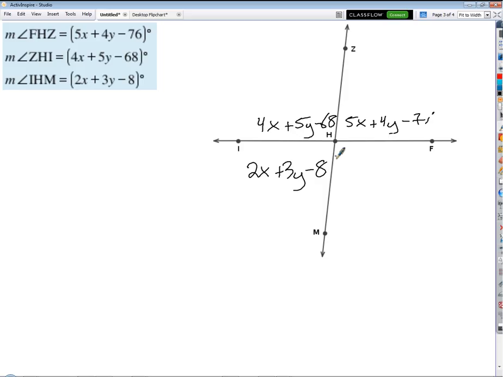Unfortunately, the question here is just asking us to find the measures of all those angles, and there's no way I can just pick x's or just pick y's, is there? Each of the angles has both x's and y's. So I'm kind of stuck, right? I'm going to have to come up with equations that involve both x and y. So what's one geometry relationship that we can utilize here?